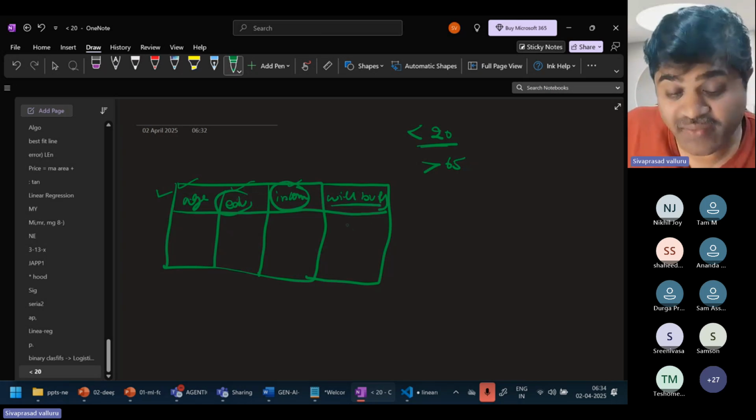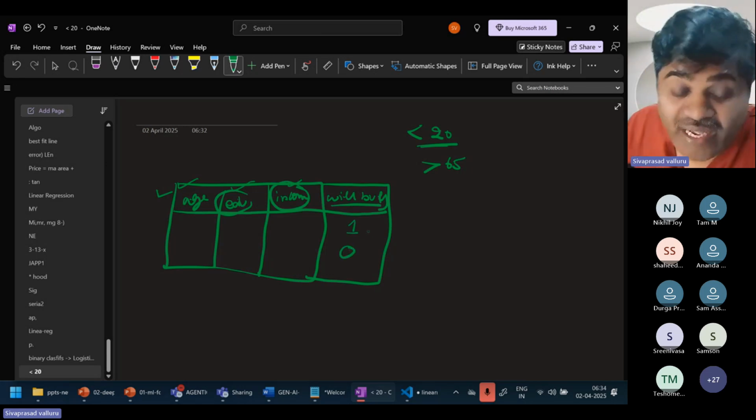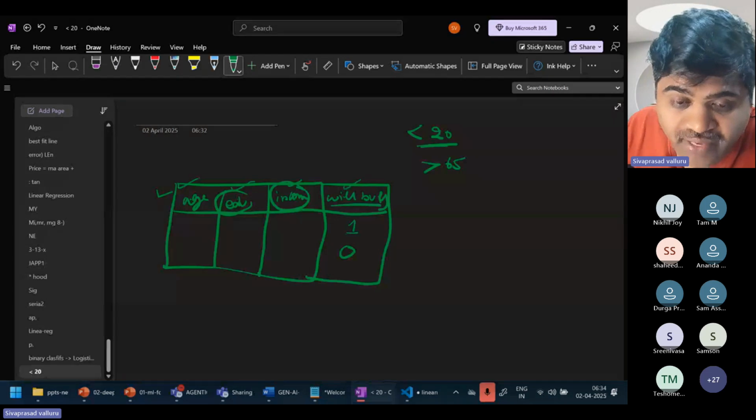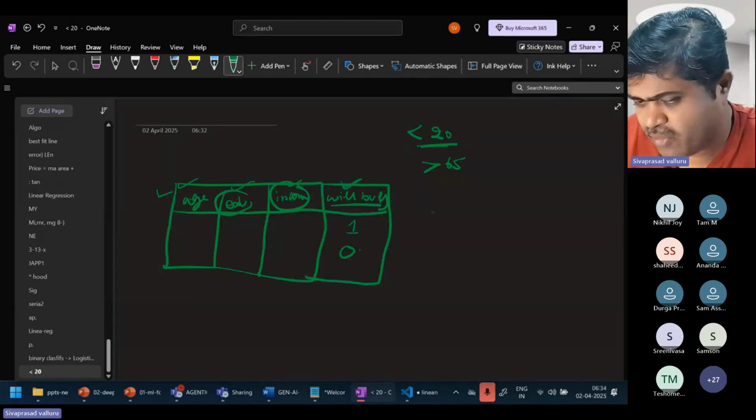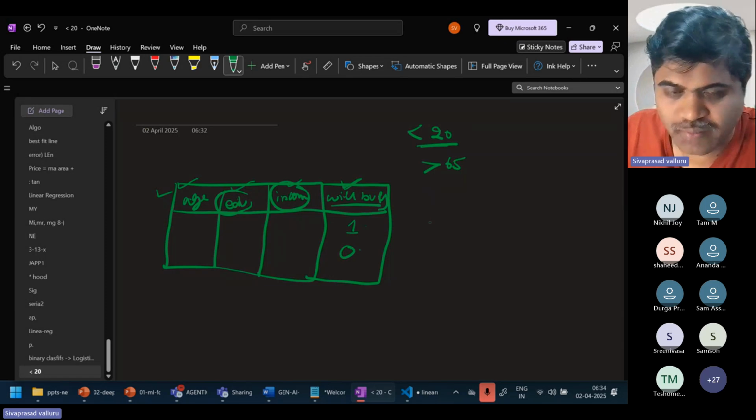Here I want to classify: a person will buy means 1, not buy means 0. Simple. I have to classify the predicted value. The value that should be predicted is either 1 or 0. This is an example of binary classification.